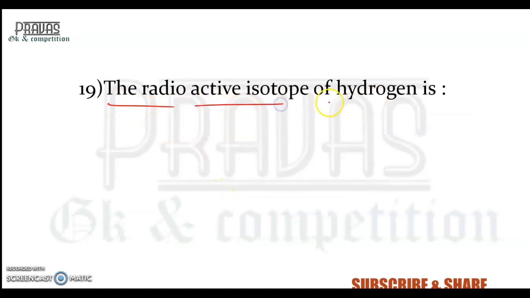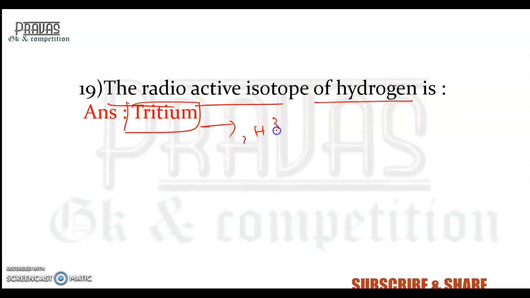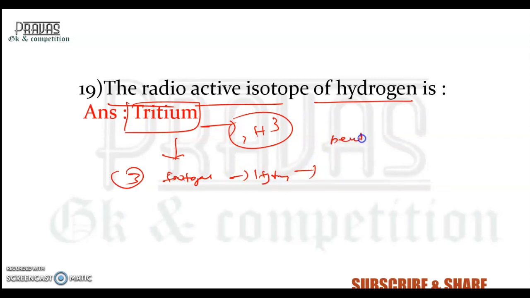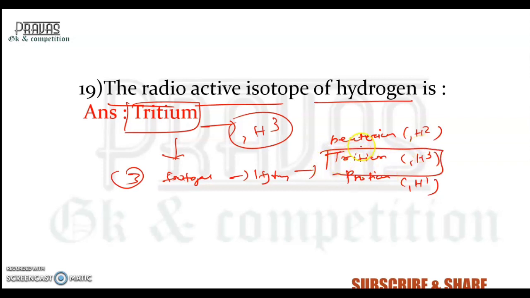The radioactive isotope of hydrogen is tritium, and its formula is H13. Remember, there are three isotopes of hydrogen. These are deuterium, tritium, and protium. And among the three, tritium is radioactive.